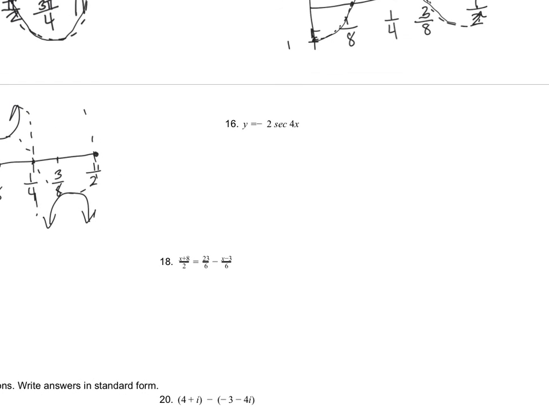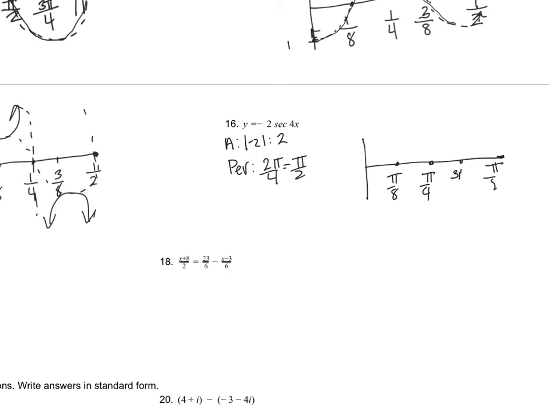Okay. Last one is negative 2 secant 4x. So my amplitude is the absolute value of negative 2. My period is 2 pi over 4, which is pi over 2. So very similar. Pi over 2, pi over 4, pi over 8, and 3 pi over 8. This is a positive 2, negative 2.